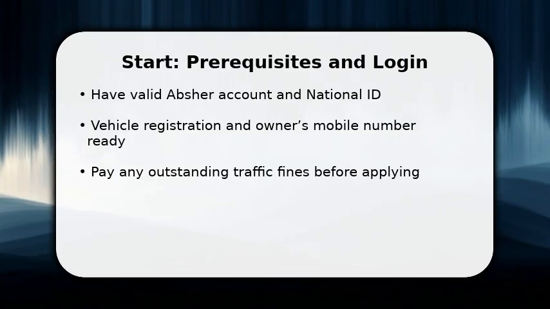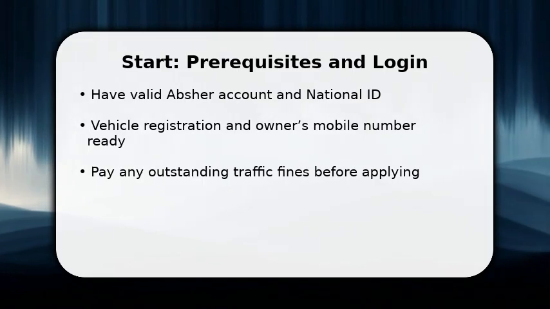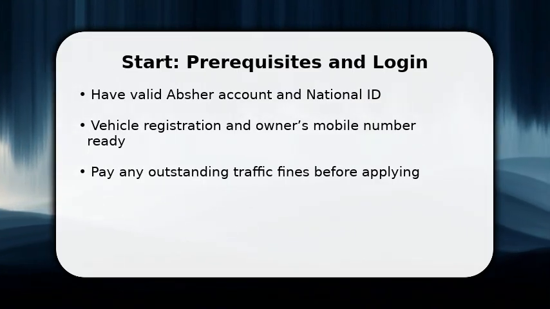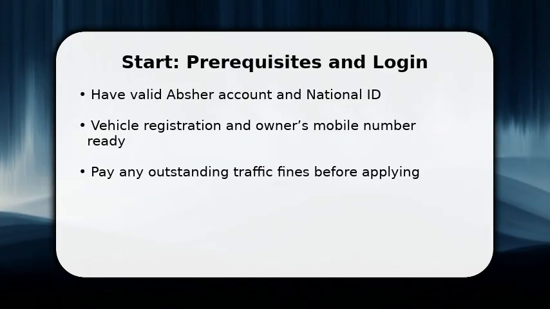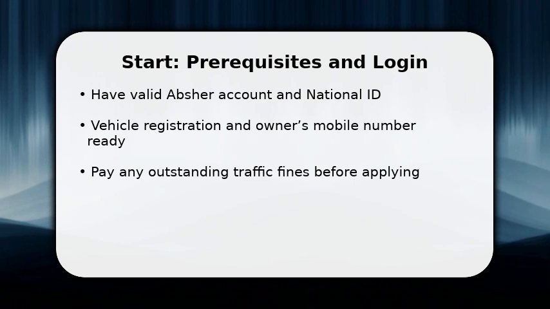Begin by choosing the Services menu and selecting Vehicle Permits. This step opens the permit workflow so you can enter vehicle plate and permit type. Do this now to avoid interruptions later and ensure payments are visible in your account.